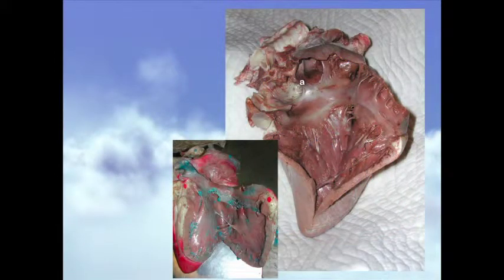Okay, let's have a look at a heart here. So we're looking at the right side between the cranial and caudal vena cava. We have a ridge here. This ridge is the intervenous tubercle. Just caudal to that, we have a depression, which is the fossa ovalis. In the fetus, it was the foramen ovale, but then it closes off and becomes the fossa ovalis.